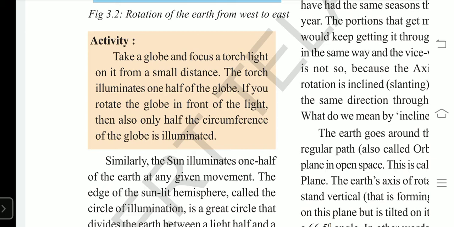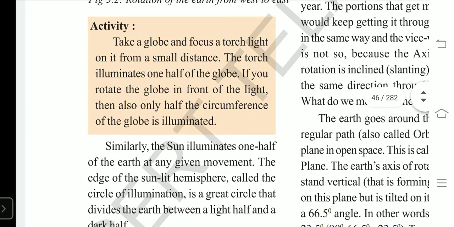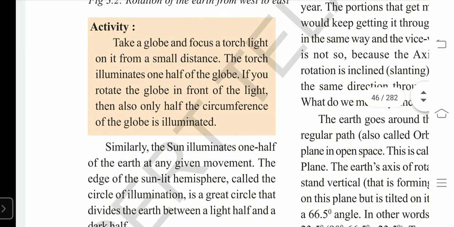Do this activity at your home. Close your room, or at evening 6 o'clock, 7 o'clock, switch off the lights. Then take a ball and use a torchlight on it. You will identify the direction in which you are pointing. On some portion of the ball, you will see the torchlight falling. Then opposite to that place, you see that there is a shadow which is dark. So day and night is an illumination.